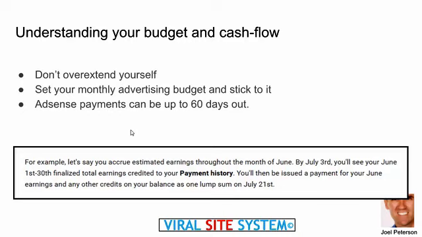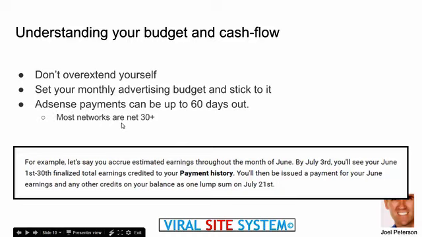But this is the most important thing about your cash flow, especially with Google AdSense and some of the other networks. It's going to take 30 to 60 days to get paid from Google AdSense. Let me explain how this works. You can go to AdSense, just type in how do you get paid on AdSense, or when do you get paid. For example, let's say you accrue estimated earnings throughout the month of June. So in June, you got traffic to your site. By July 3rd, you'll see your June 1st through 30th finalized total earnings credited in your payment history.